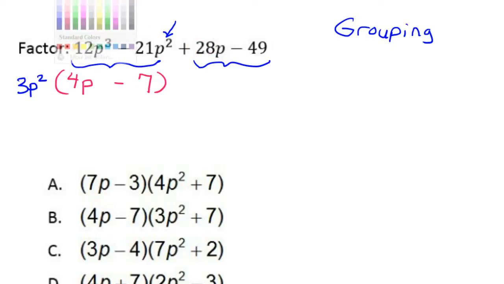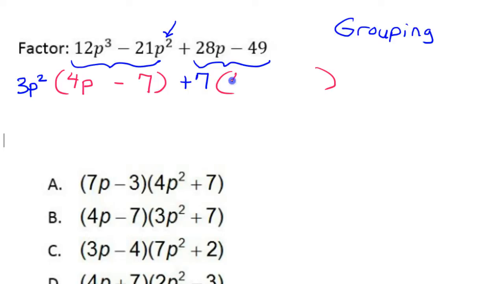Now I look at the second pair, and I'm looking for a common factor here. I'm thinking 7. Both of these are divisible by 7. So I'll put a plus 7, and then in parentheses, now it's probably going to be the same thing as this. So there's a good chance it's going to be 4p minus 7. Now let's imagine the distributive property. 7 times 4p, that would be 28p. 7 times negative 7 would be negative 49.